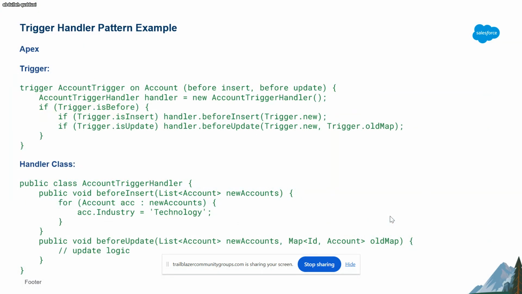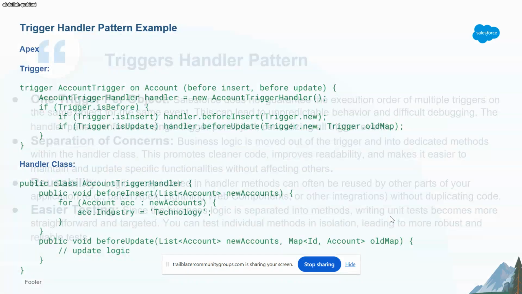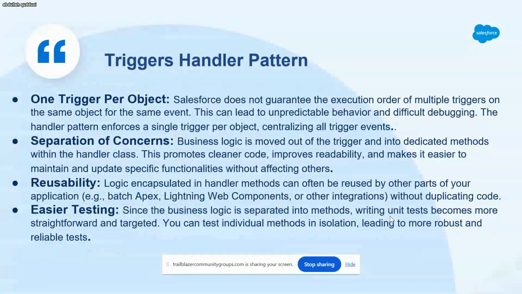So let's say this is the code. We have a trigger, and here you can see the trigger is quite simple. It only references a handler class, the account trigger handler, and all the business logic is in the account trigger handler. So this is the way we can write clean code which is more manageable. Now, these are the details of one trigger per object that I already told you.